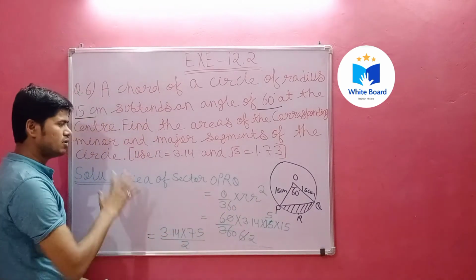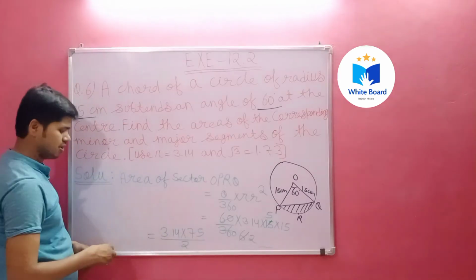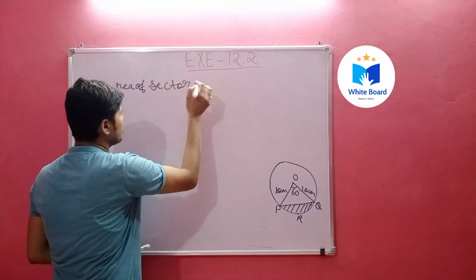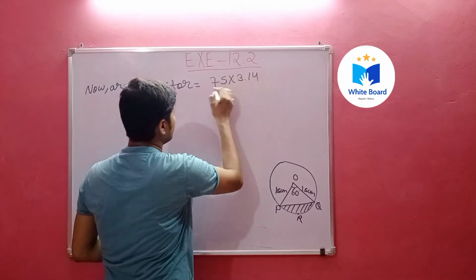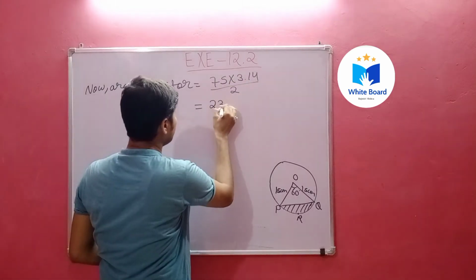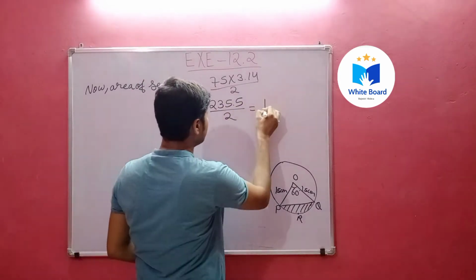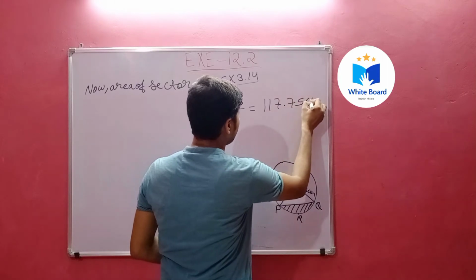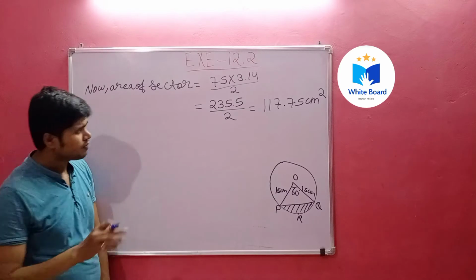In the next part, I will rub the board, you do the calculation and find the area of sector OPRQ. 75 multiply 3.14 upon 2, multiplying we get 235.5 upon 2, and we will get 117.75 centimeter square. This is the area of the sector.